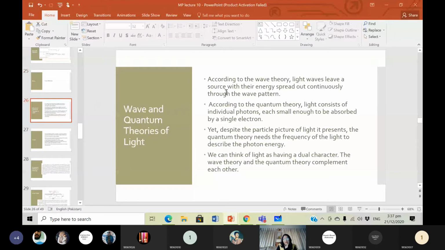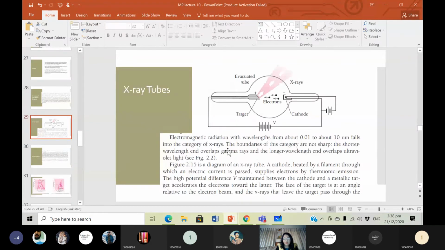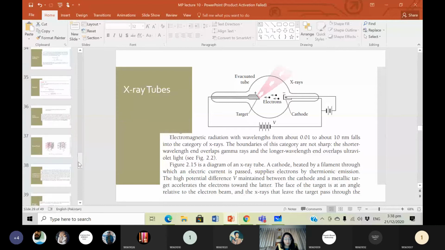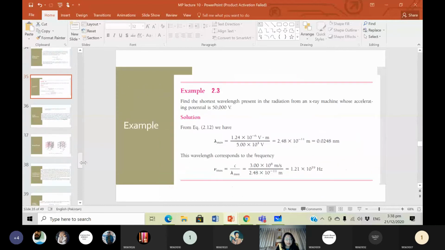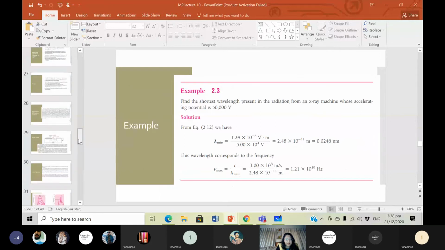So X-ray diffraction, according to the wave, what do we mean by X-ray diffraction? We'll be showing over here that X-rays, which are electromagnetic waves, obviously exhibit properties like diffraction. And I'll be showing you an apparatus here that will be used to produce the X-rays, okay? And then we'll be doing some theory as well as some calculations, and I'll be doing an example.